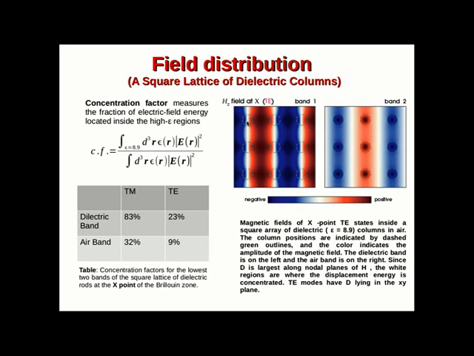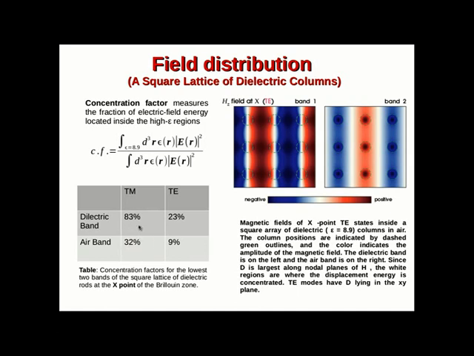Now you can see that if you compare the concentration factors for the two types of polarization for two bands, band 1 and band 2, you see these values. For TM mode, the band 1 or dielectric band has 83% of concentration factor. That means 83% of its energy is confined in the dielectric region. But for the air band, band 2, the TM polarization has only 32% of its energy confined in the high dielectric region. So this is a huge difference between the concentration factors of air band and the dielectric band.